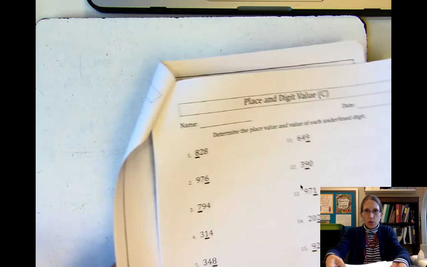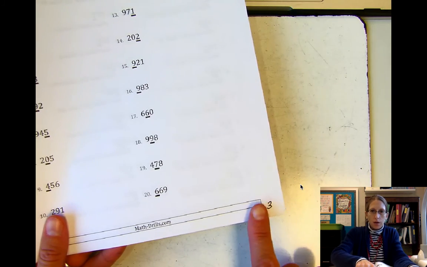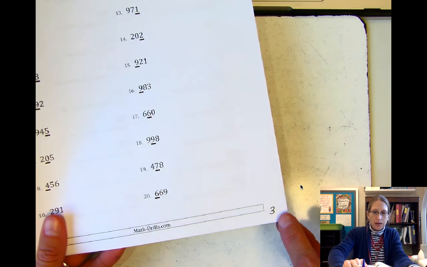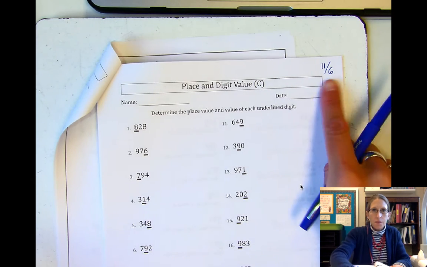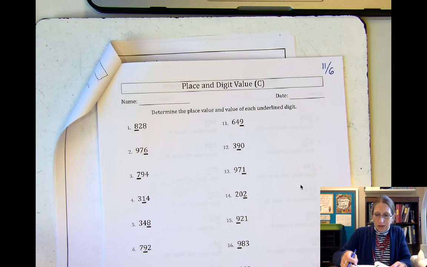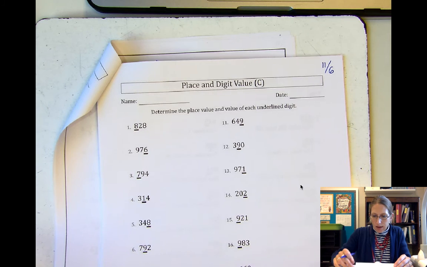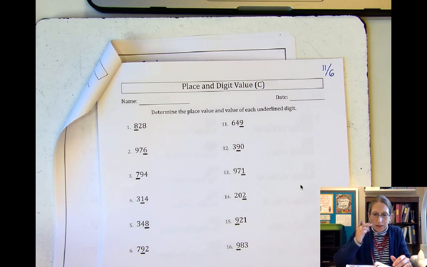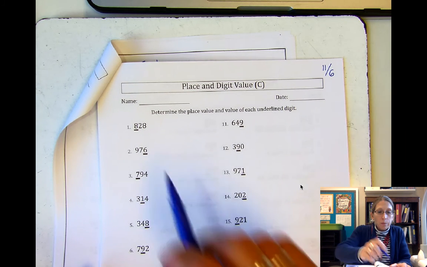All right. Today, we are going to work on page 3 in our new fact practice packet. So right here, page 3. And I wrote the date at the top. It's 11-6. It's November 6th. And we are going to do a little bit of practice with place value.